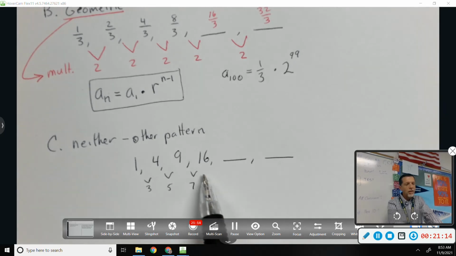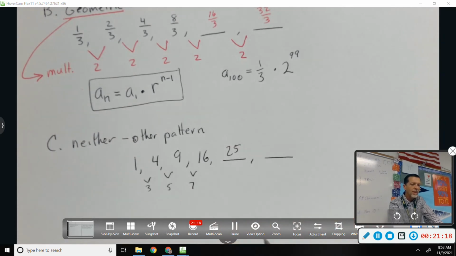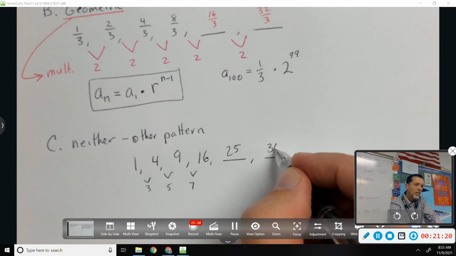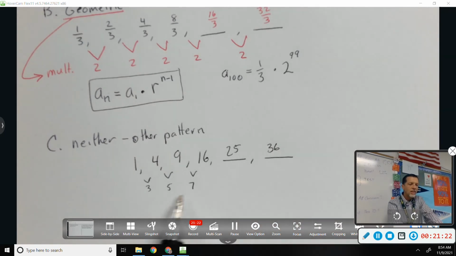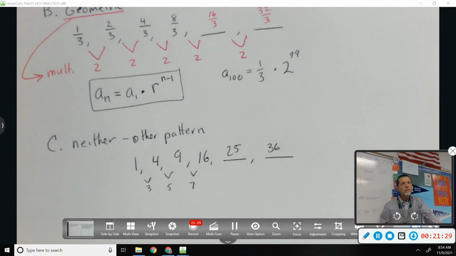yeah, so you could say, well, I'm going to add 9 to the next one and get 25, and then add 11 to the next one and get 36. But that's also 1 squared, 2 squared, 3 squared, 4 squared, 5 squared, 6 squared, and so on. Wait, they're both the same. That's a kind of a weird deal with the squares. To get from one squared to the next squared, you add the next odd number. And it always works that way, which is weird.